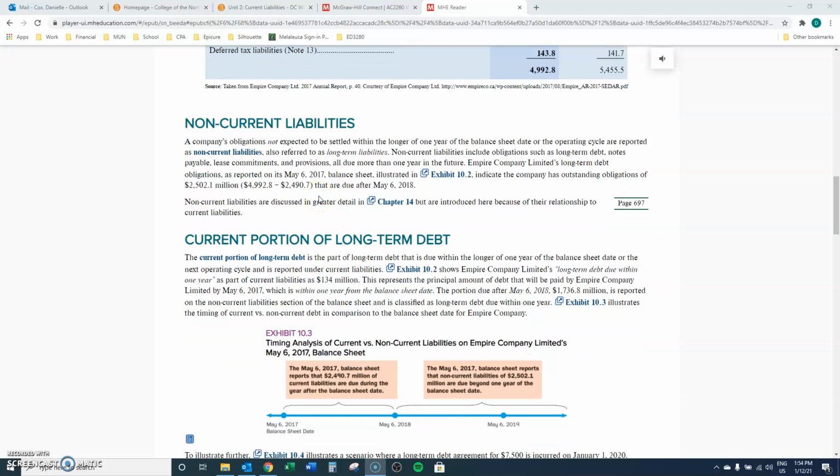Non-current liabilities are not expected to be settled within the longer of the 1 year of the balance sheet date or the company's operating cycle. So current, expected to be paid within 1 year or operating cycle. Non-current, expected to be paid after the 1 year or operating cycle. Non-current liabilities are sometimes called long-term liabilities. We'll call them that often.